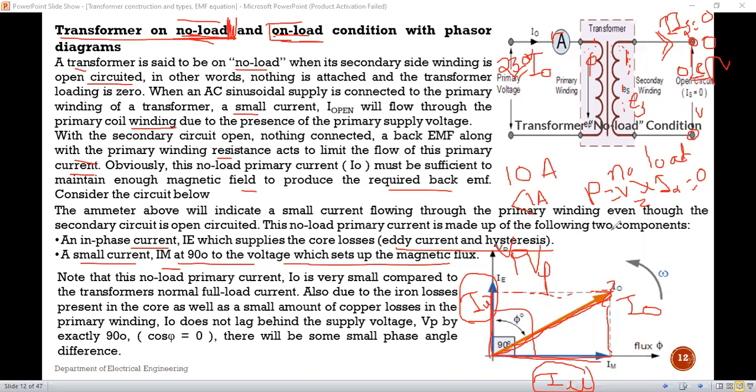There is some copper loss, that means some resistive part is present, as well as some iron loss is present. So it will lag behind the voltage by some angle which is less than 90 degrees, so that cos phi is not equal to 0. There will be some phase angle difference.